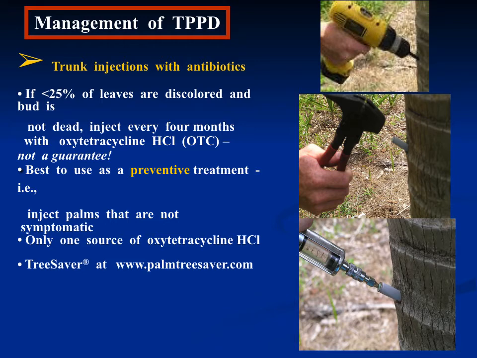Ideally, I would start prophylactically injecting palms that are not symptomatic whatsoever. Most people wait till it's way too late. There's only one source of oxytetracycline labeled currently for injection into palms. It's called Tree Saver, and you can see the website. Tree Saver can be bought by the average Joe. You do not need a pesticide license to get this. Unfortunately, you usually have to buy about 100 of these injections at a time. They may have smaller ones now available, but the way I remember it, you had to buy quite a bit. So it's maybe something best done by a professional who has some knowledge of how to do it.